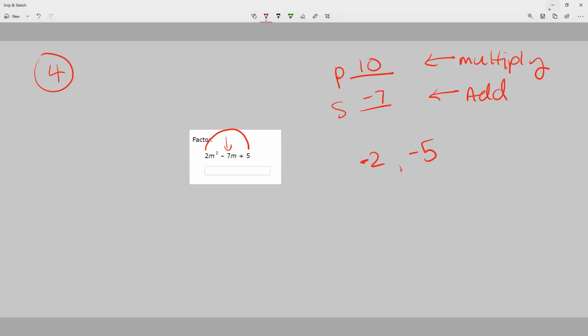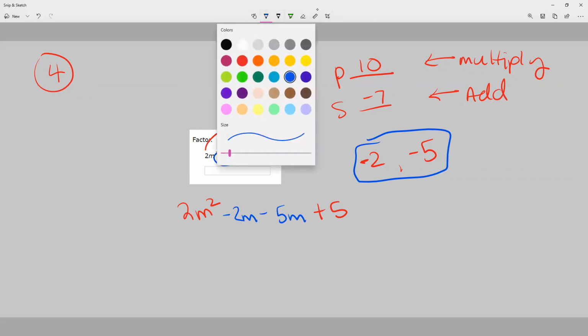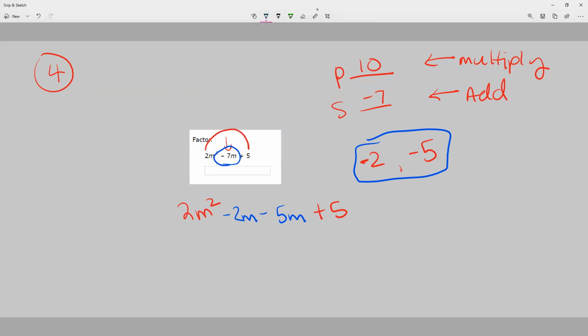And so I'm going to take this now and say 2m squared, and then that +5. And then I'm going to rewrite this middle term with these two: -2m minus 5m. And so now I can factor by grouping the same way we have it. So 2m, that would be m minus 1. And then don't forget, when you have a negative sign in the middle, that means this middle sign is going to be negative, so you carry that down.